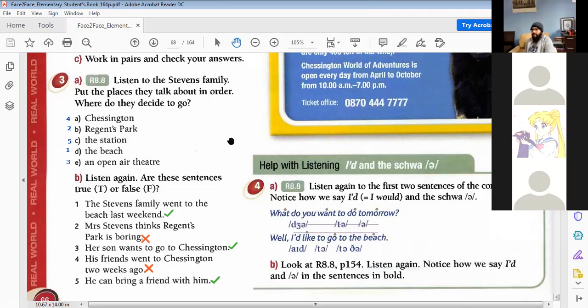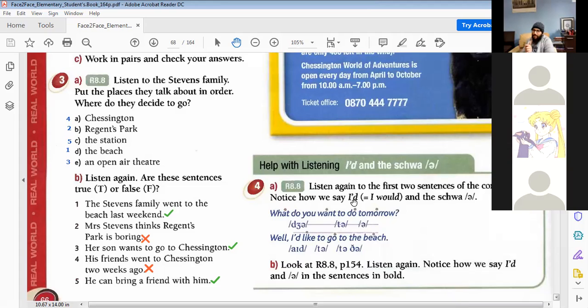So now we're going to talk a little bit about this I'd. Of course in English, if you say I would, they usually contract it. They usually say I'd. So they use this a lot in English. I'd. You will rarely hear I would.